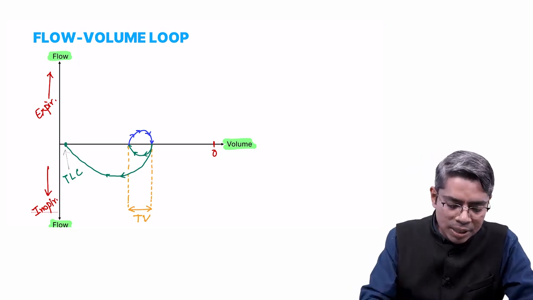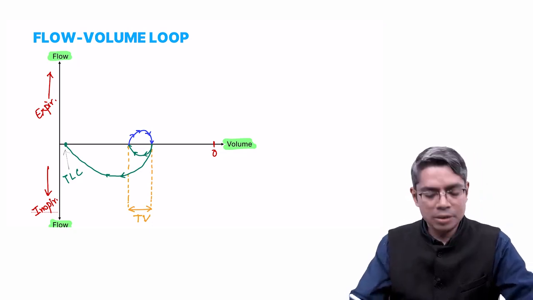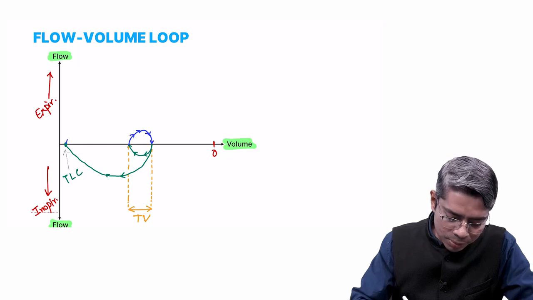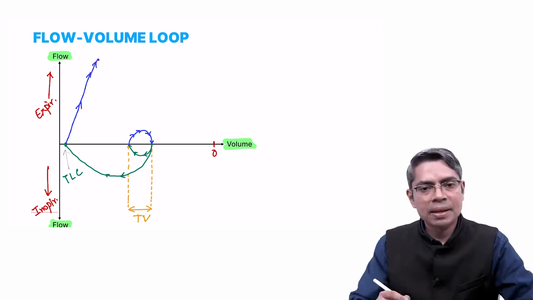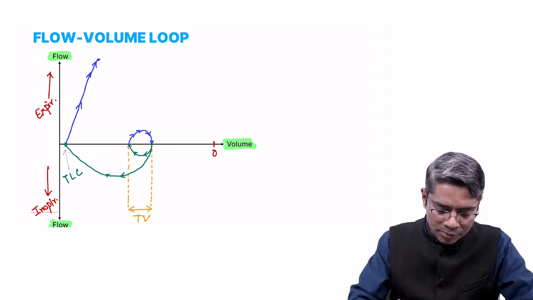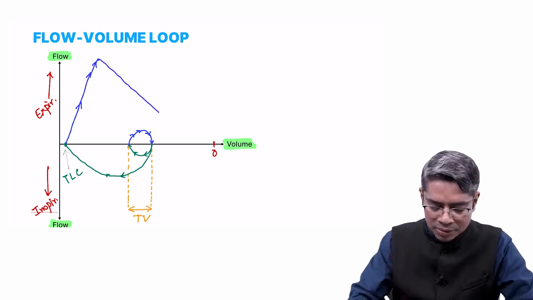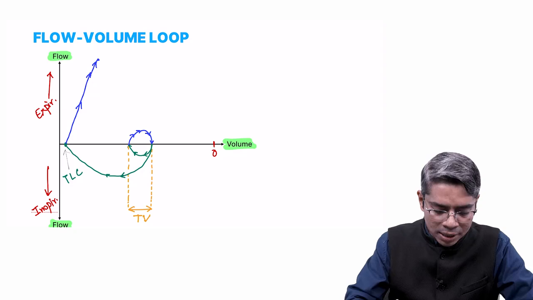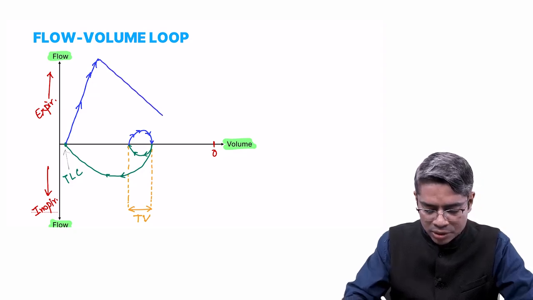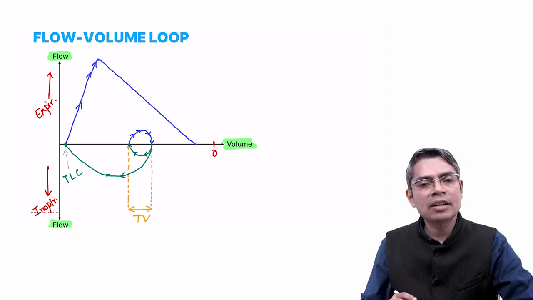Then you ask the subject to do a forceful expiration. Whenever the person does a forceful expiration, immediately the flow rate will be very high and it will reach a peak point. And after that peak point, the flow will reduce to a very low level and the person will reach the end of expiration. So, look now, the flow is reduced and the person reaches the end of expiration.